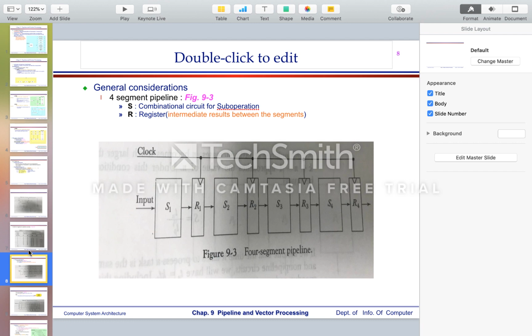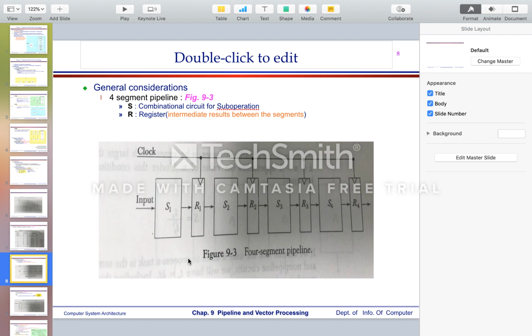So if we consider a 4-segment pipelining, what can be the general structure? As you can see in this figure 9.3, the general structure of a 4-segment pipelining can be this one, wherein 4 segments are there, and as you know, after computation from every segment, we need to store the result into registers. All the information flowing from adjacent stages is under the control of a common clock, which is applied to all the registers simultaneously.